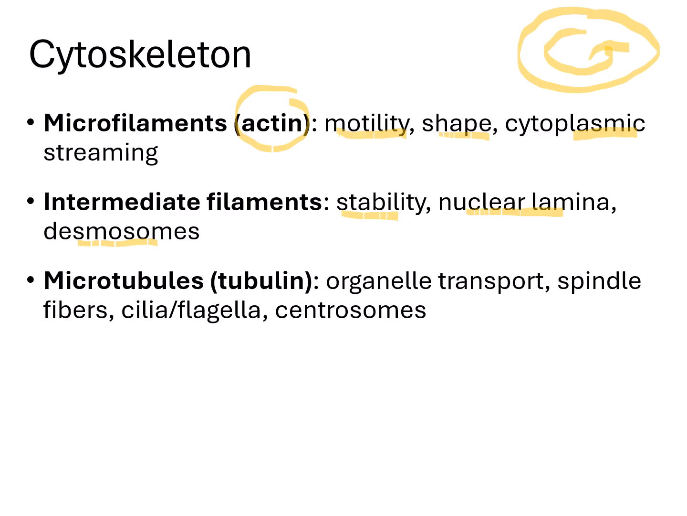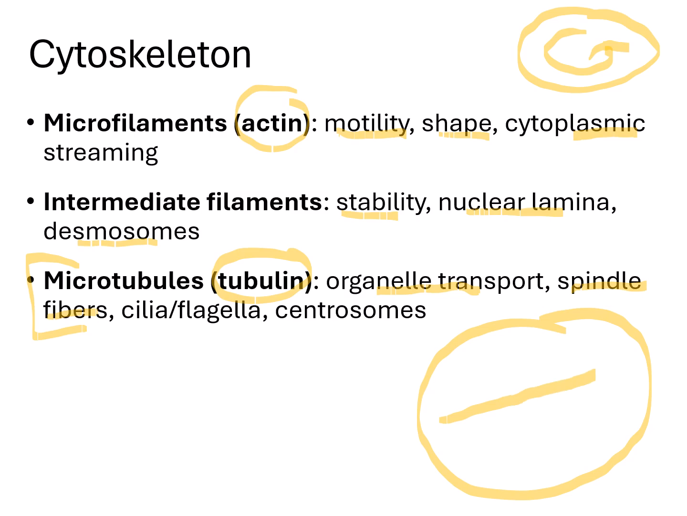The largest are microtubules, which are composed of tubulin. These can form spindle fibers during cell division, like mitosis and meiosis. They can serve as tracks, almost like train tracks, to move organelles around the cell. So let's say this is a long microtubule, and I have an organelle here. I can use the microtubule to move it from the left side of the cell all the way to the right side of the cell.